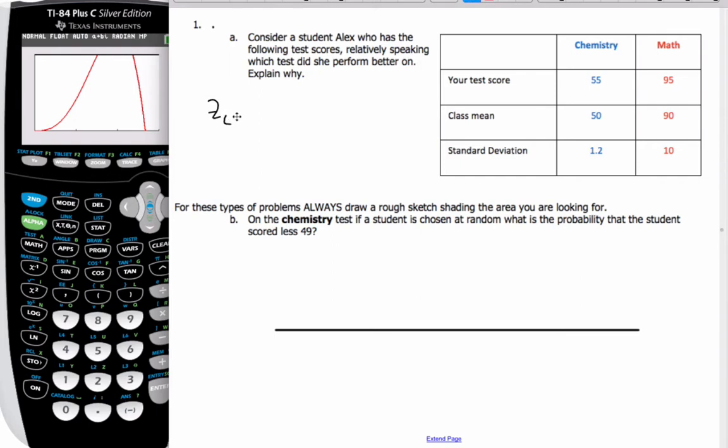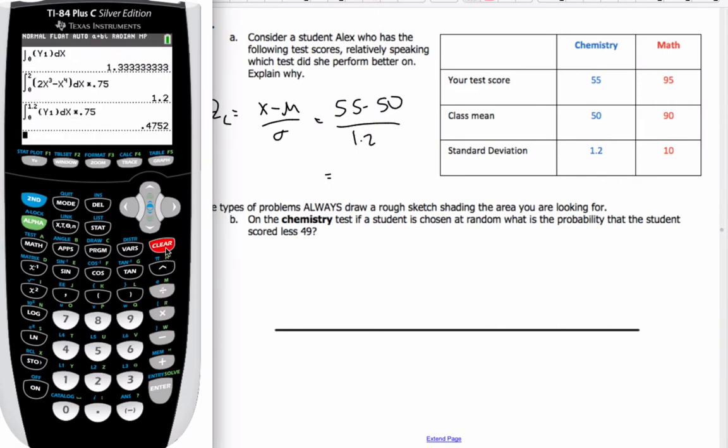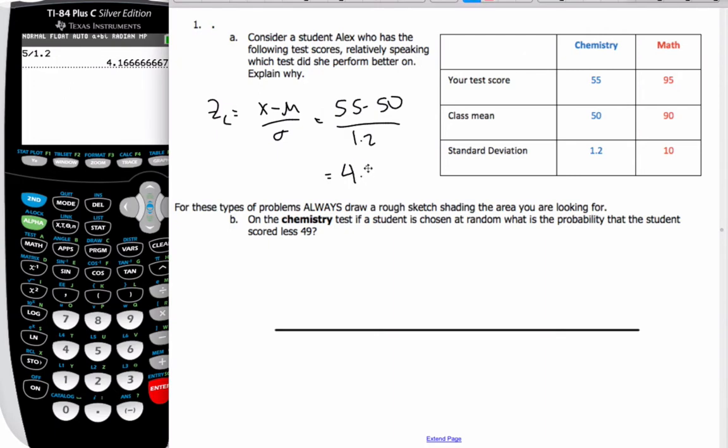My z-score for chemistry, using the formula, is I take my value minus the mean over the standard deviation. So it's going to be my test score, 55, minus 50, over 1.2. If we figure that out, you can clearly see that the z-score is 4.17.